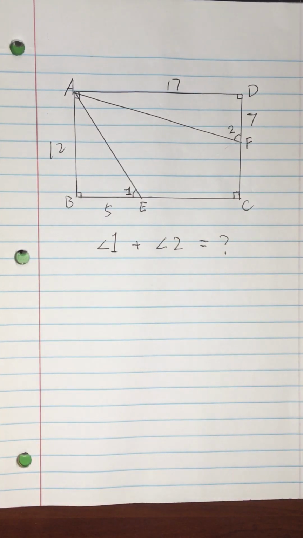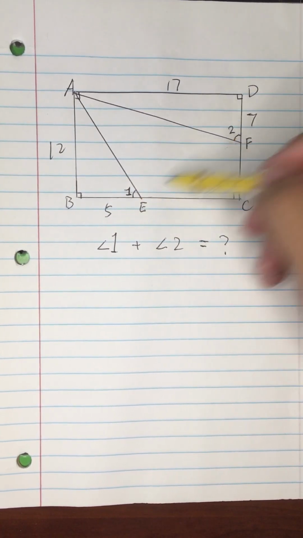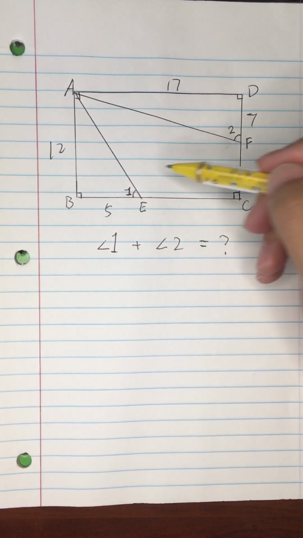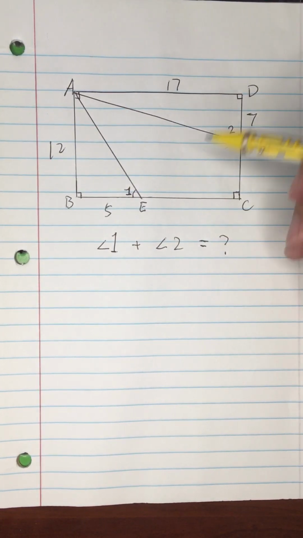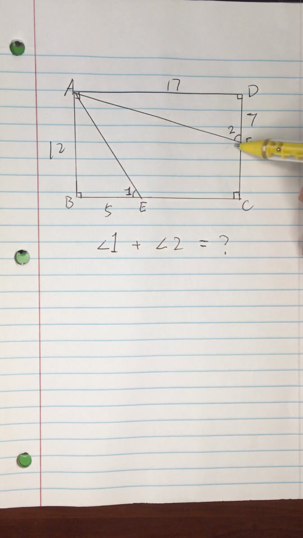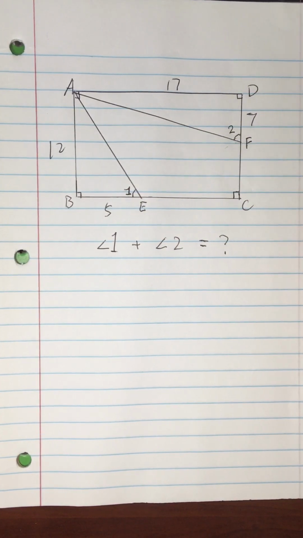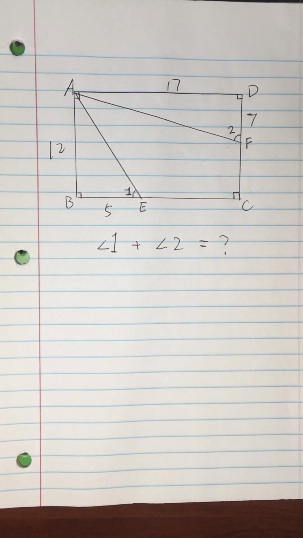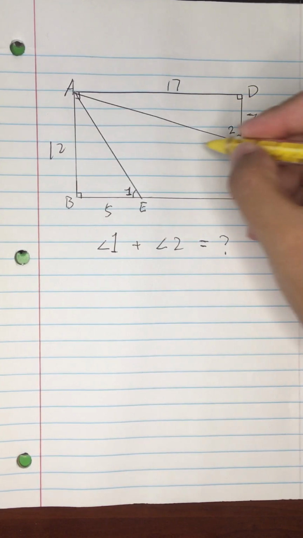So how do we solve this problem, right? For now, angle 1 and angle 2 are separated apart. They are actually very far away inside of this rectangle. So if we can move either angle 2 closer to angle 1, or move angle 1 closer to angle 2, then it's going to be easier for us to solve this problem, right? But now let's find out some of the edges of some of the triangles, right?